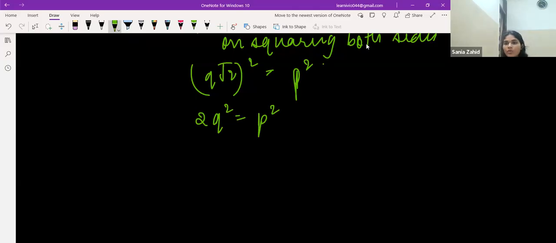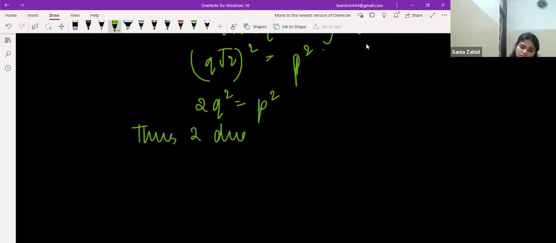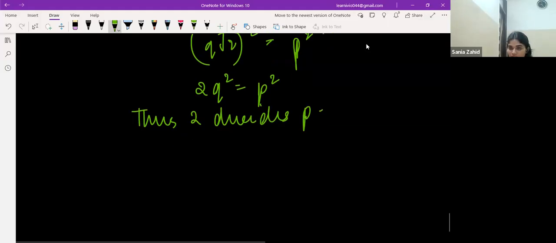Yeah. Okay. Now tell me one thing. If 2q square is equal to p square, that means 2 will divide p, thus 2 divides p, right? That means now if 2 is dividing p, can I write p is equal to 2r? See, because p is being divided by 2.